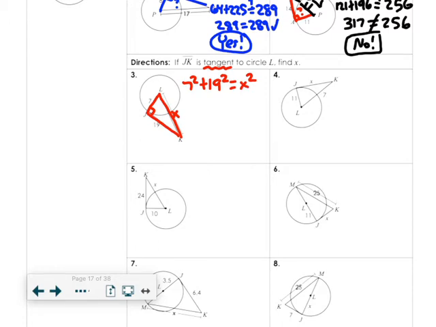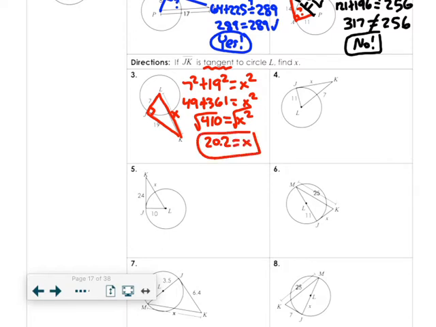So when you're looking at that, 7 squared is 49. 19 squared is, sorry, 361. And that's going to give you 410 when you add those together. So 410 is equal to x squared. We take the square root of both sides, and we get a decimal, and that's fine. 20.2 is going to be x. We'll just say nearest tenth is good enough.